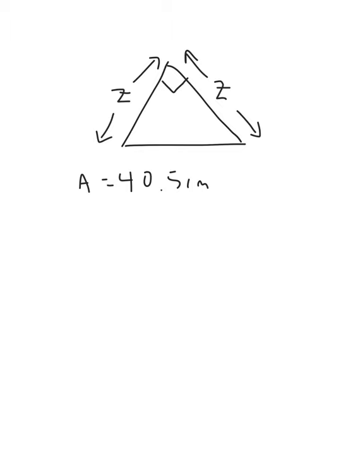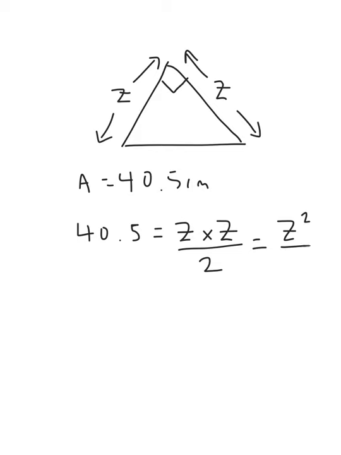So we know that 40.5 equals Z times Z divided by 2. If any Americans are watching this, then it's obviously Z, isn't it? Z times Z is Z squared divided by 2. So you can think to yourself, what number, when I divide it by 2, is going to give me 40.5? And hopefully you'll know that it's 81.